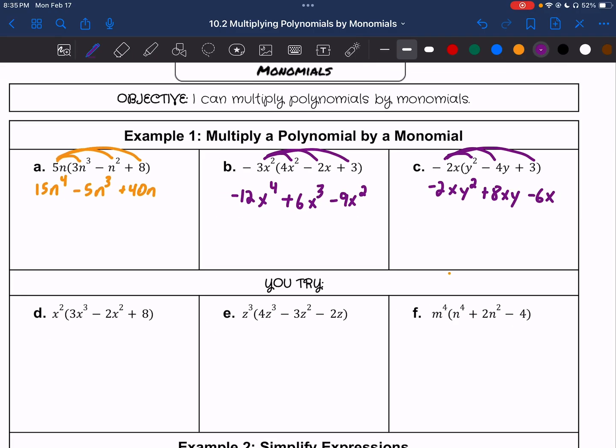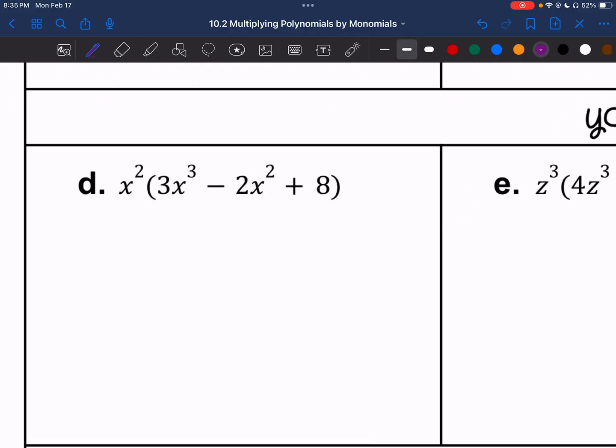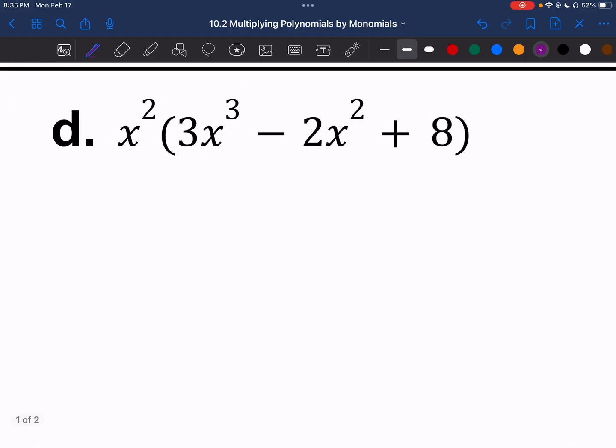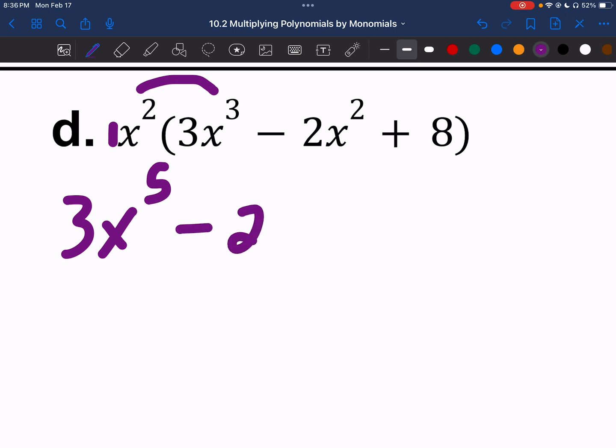All right, D, E, and F are your you try problems here. Pause the video, go try those, check your work against mine. All right, letter D. We have x squared times 3x cubed. So let's just remember there's a 1 in front of that x squared. So we've got 1 times 3, that's 3x to the fifth, minus 2x to the fourth, plus 8x squared.